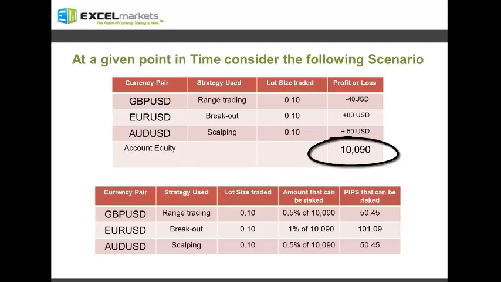At this level of account equity, at 10,090, we recalculate the amount that we can risk at the 0.5% and 1% that we decided to allocate for each of the currency pairs. This is given in the table as shown. For pound dollar, I can now risk 50.4 pips, while for euro dollar, I can risk 101 pips, and for Aussie, it's again 50.4. A marginal change from the previous ones. This is because the scale at which we are trading is very small.